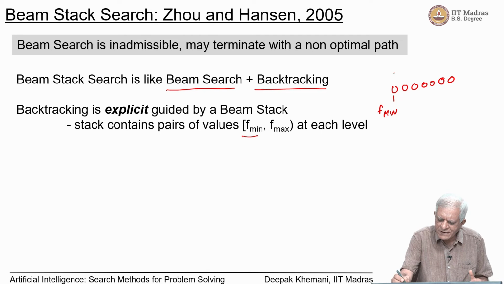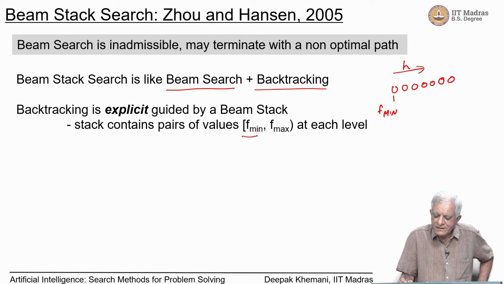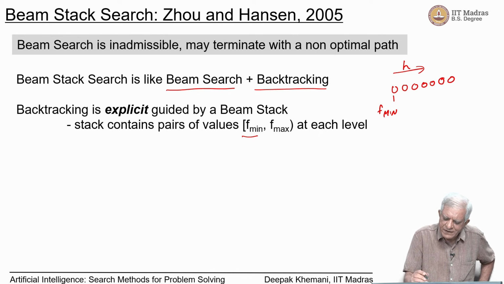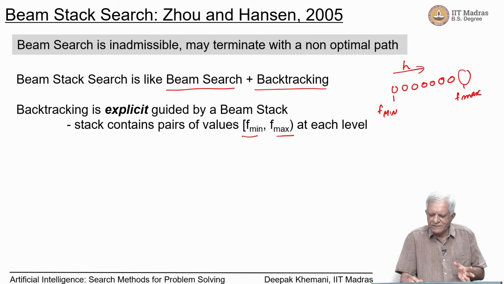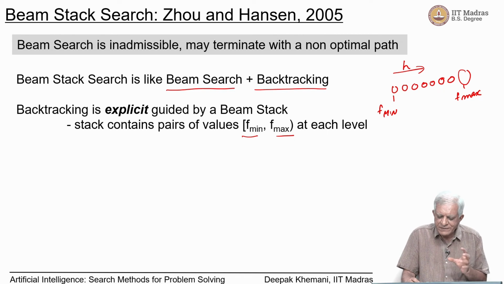Let us say that these nodes are ordered in increasing f values, and so the lowest f value is the f min, and the highest f value which is not in the beam is f max, which is why we have an open interval here and a closed interval on the left hand side. So, what does the beam stack contain?